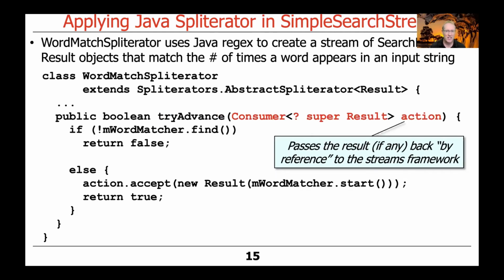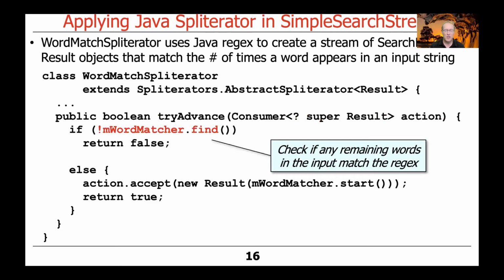Notice that we are also passing in a Consumer action, and that's what the framework does in order to be able to get the results back if there was indeed a match. So this is passed in internally by the Java Streams framework. The first thing our tryAdvance method does is check to see if there's a match left in the input string that we haven't already seen. So we call mWordMatcher.find. That asks, is there a regular expression match for this pattern that we have not found yet in this input string, looking at it from beginning to end? And if the answer is no, there is not, find will return null.